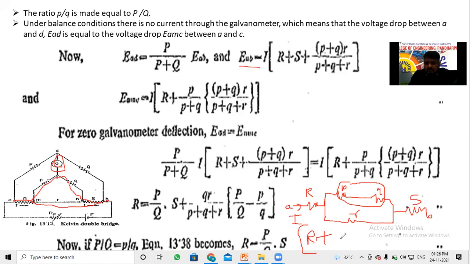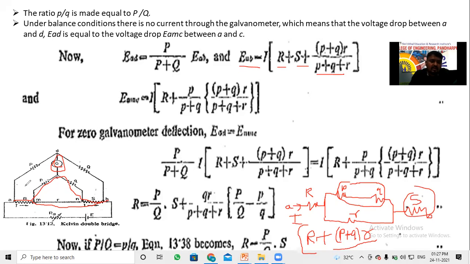So P plus Q into R, divided by P plus Q plus R, plus S. So the equation of EAB is equal to R plus S plus (P plus Q)R divided by P plus Q plus R. So EAD we have calculated, EAB we have calculated.